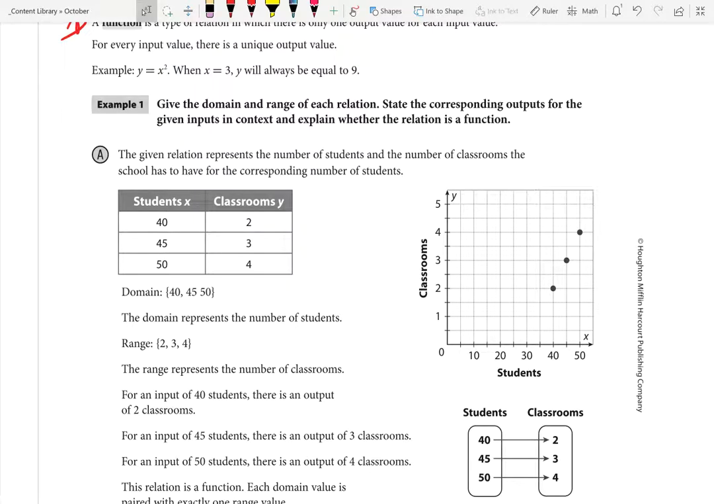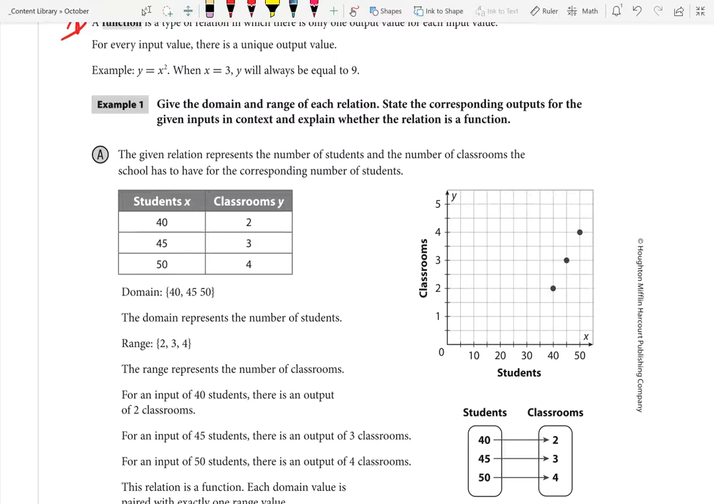Give the domain and range for each relation. State the corresponding outputs for the given inputs in context and explain whether the relation is a function. The given relation represents the number of students and the number of classrooms the school has to have for the corresponding number of students. So there's 40 students, and they need 2 classrooms. If there's 45 students, they need 3 classrooms. If there's 50 students, they need 4 classrooms. And those points are plotted here.